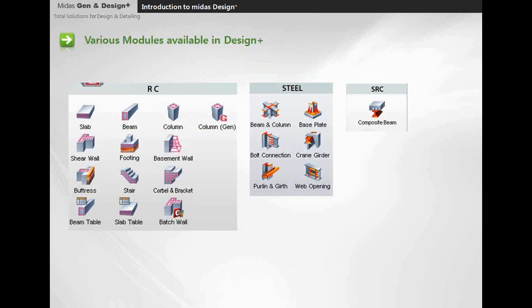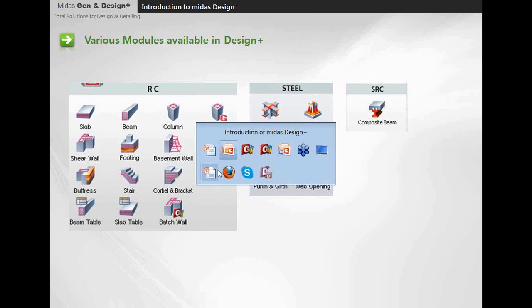So these are the modules available in Design Plus. The RC module contains slab, beam, column, and the steel module contains the beam and column design as well as the base plate, and we also have features for composite beam designs. So I'll go to the program.